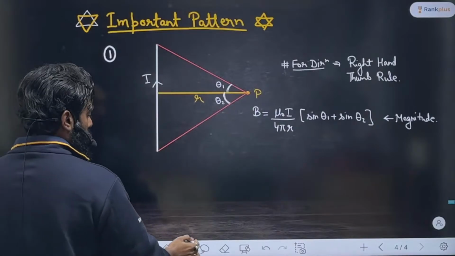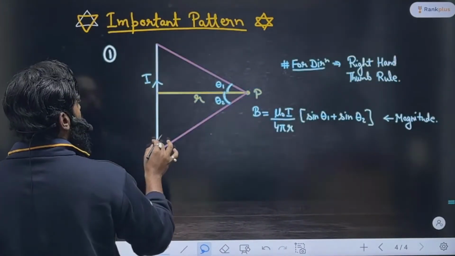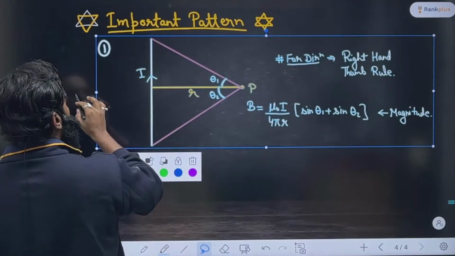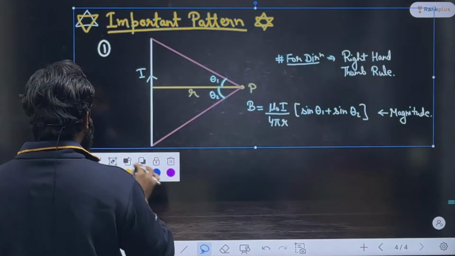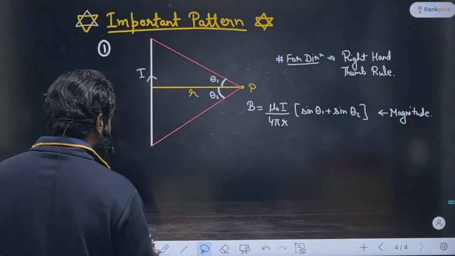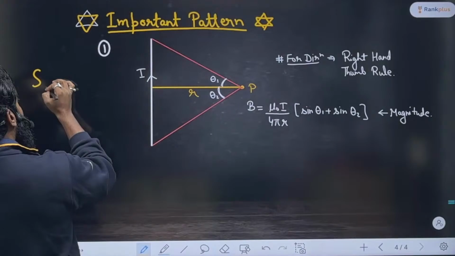Okay, now for a straight wire I'm talking about. So this is a straight wire.